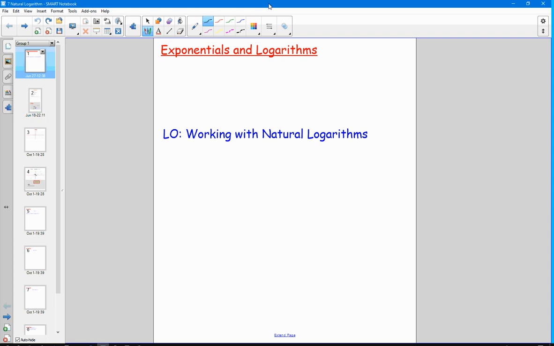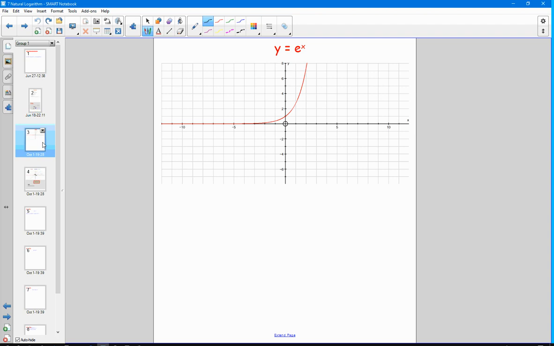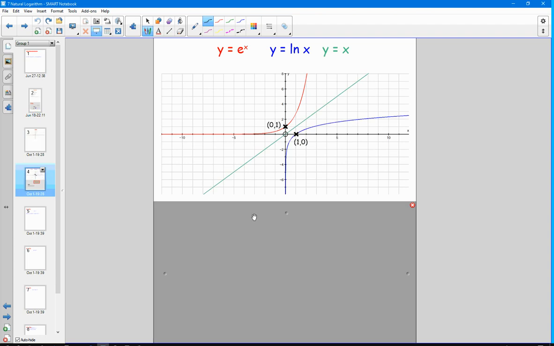The next lesson that we're doing, and the final one in this series, is looking at working with natural logarithms. So we've already seen exponential functions which have this form, and we know that logarithms are the inverses of exponential functions. So we've got the graph here in the red of y equals e to the x, and this one here is log to the base e of x, the inverse.